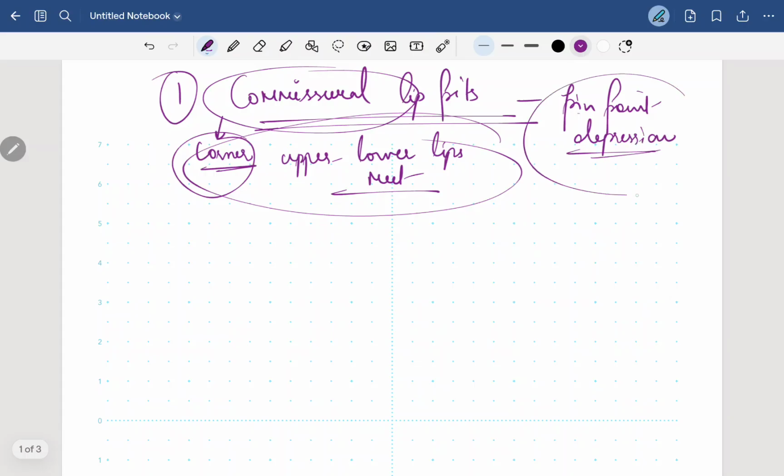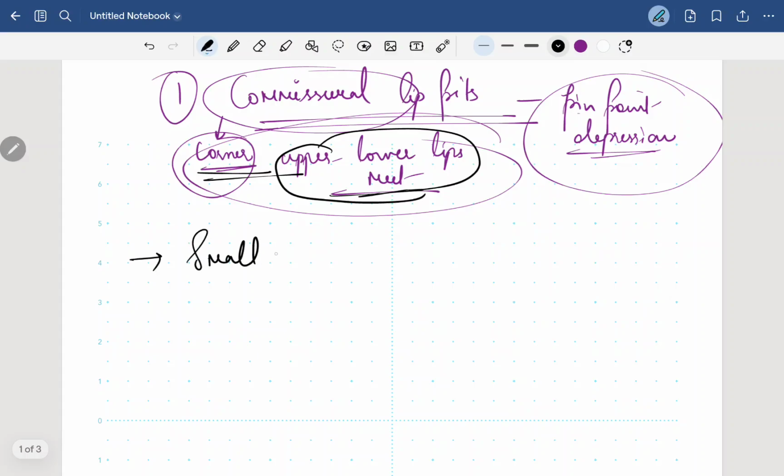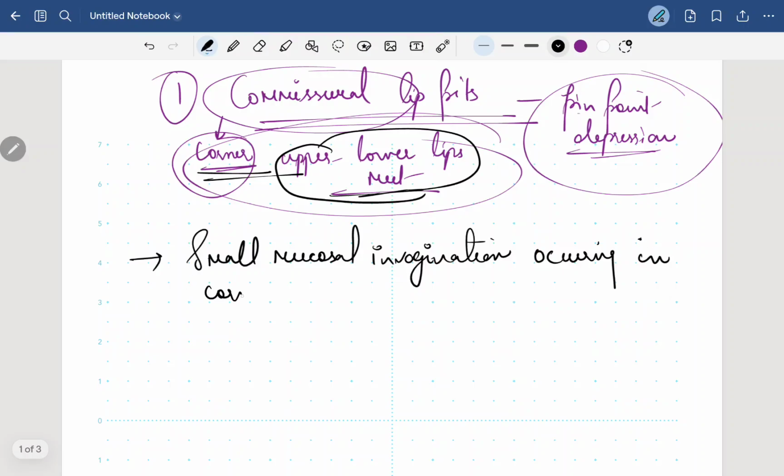These are pinpoint depressions present near the corner of the mouth, where the upper and lower lips are meeting. So that is called commissural lip pits. What are these exactly? They are small mucosal invaginations, formed when the mucosa is folded inside. That's why it forms a pit-shaped area, occurring in the corners of the mouth.